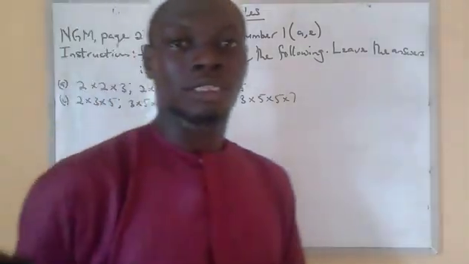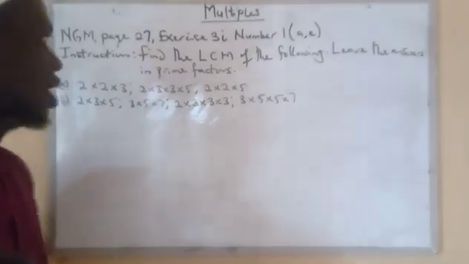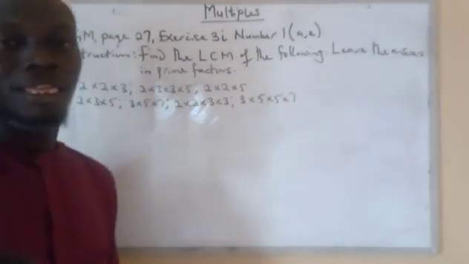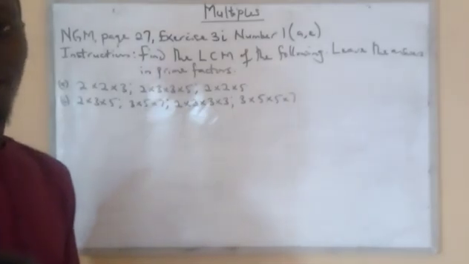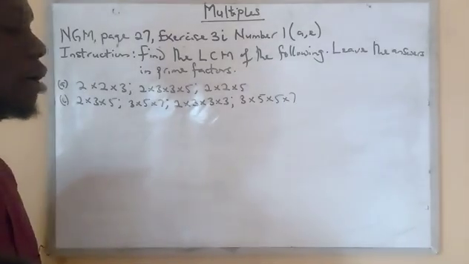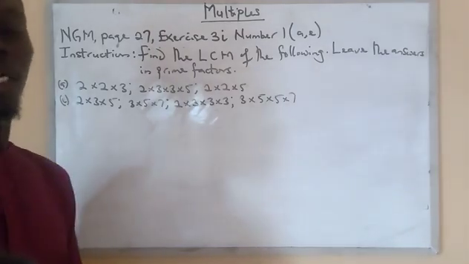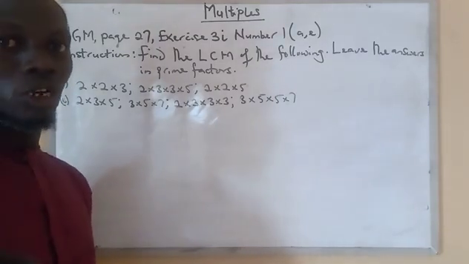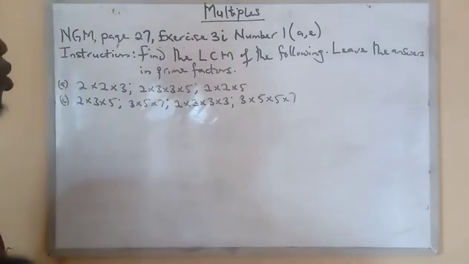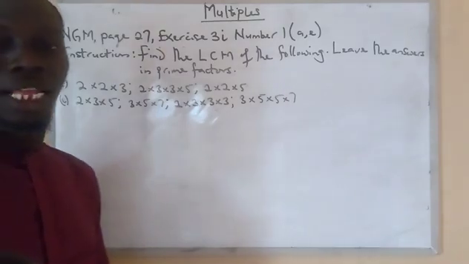Hello everyone. Today we move to the next exercise, and that is exercise 3I, page 27. We'll be solving number 1. We'll be solving number 1A and 1E, and then I will leave the rest as usual for you to practice on your own. So it has an instruction, and the instruction has to do with LCM.